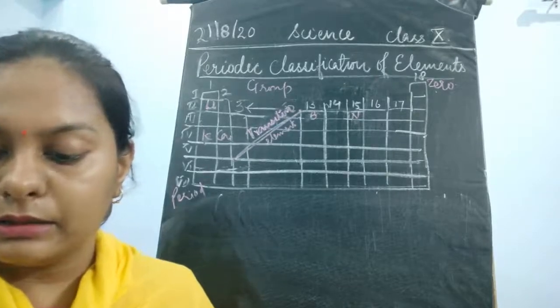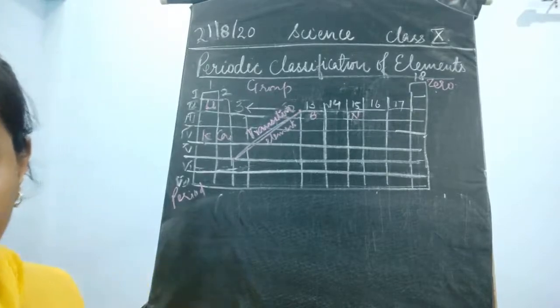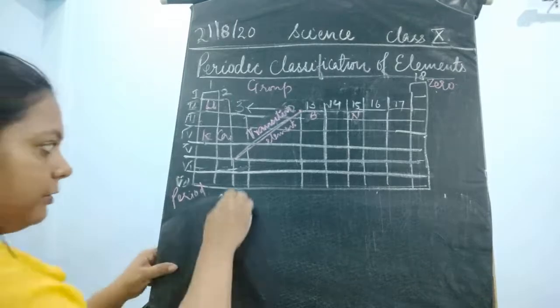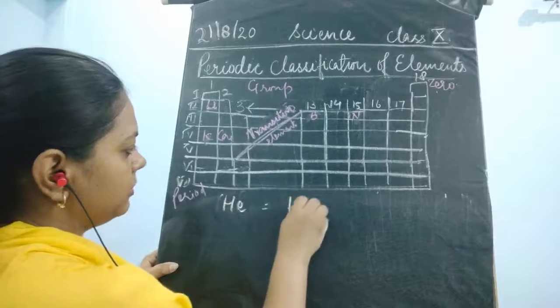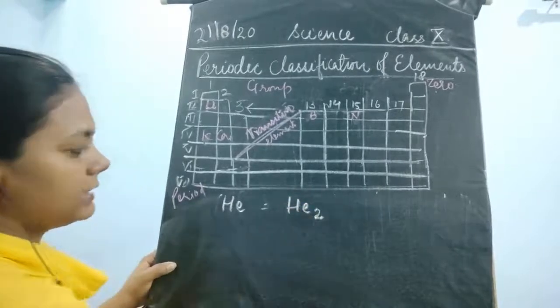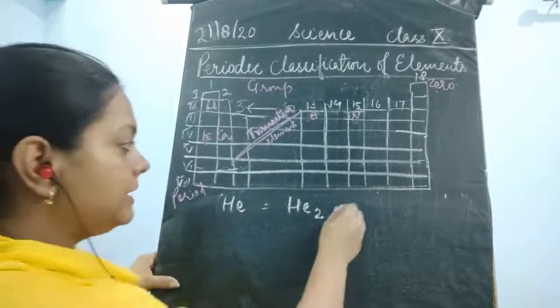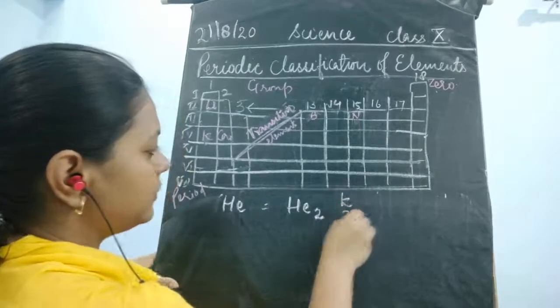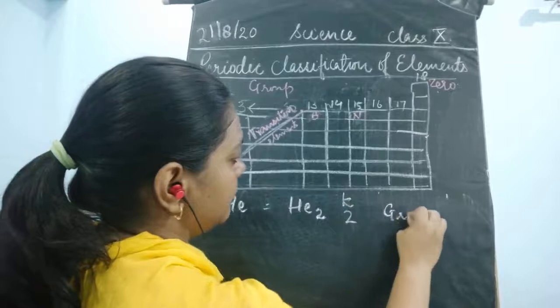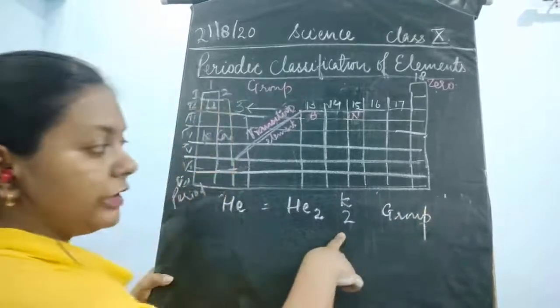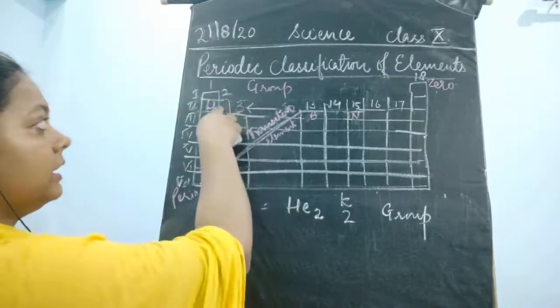And the last example I take up is of helium. Helium has 2 as its atomic number. Now please tell me, its electronic configuration would be 2. Now how many valence electrons? 0 valence electrons. So group number, it has 2 electrons, but you cannot place it here in the second period.